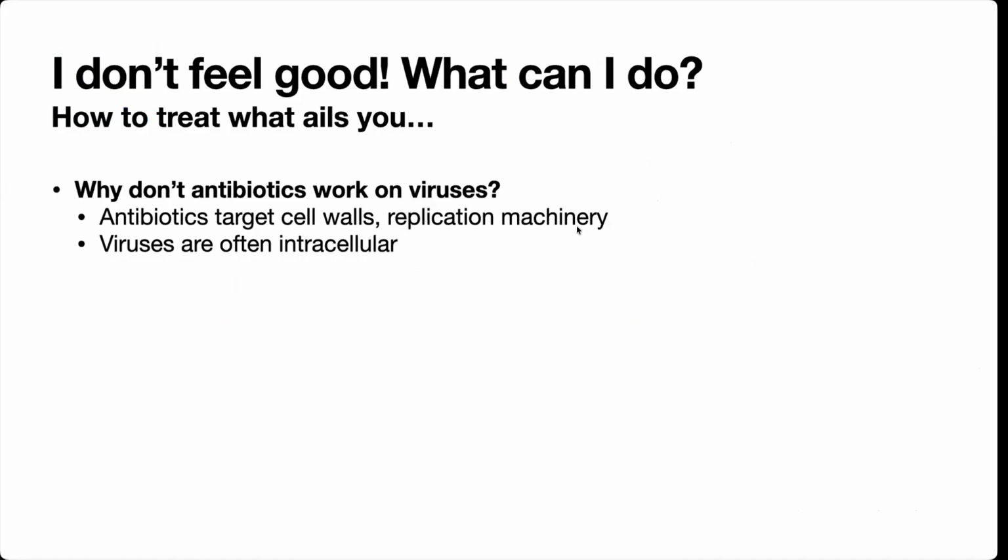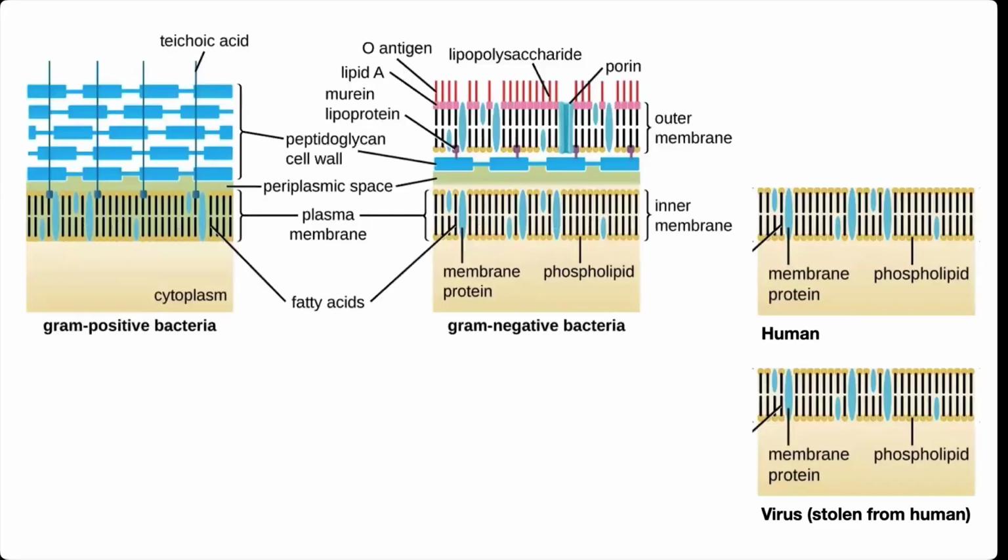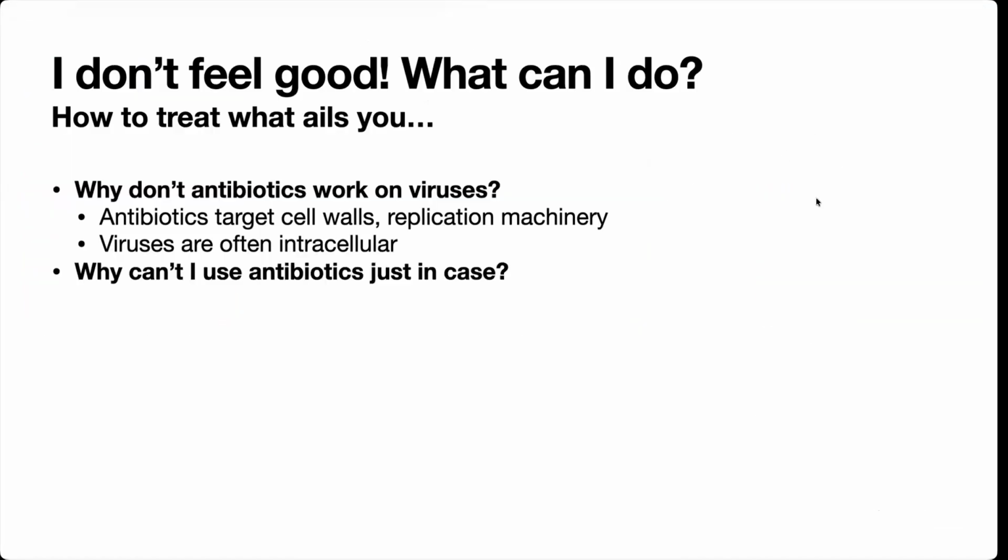Another thing is that viruses are often intracellular. Bacteria aren't. And so it's really hard for these antibiotics to get inside the human cell when they're specifically targeting bacterial cells, right? What they're targeting are these types of things on the very outer surface of the bacteria, not the phospholipid bilayer. So why can't I use antibiotics just in case, if that point hadn't been made completely clear?